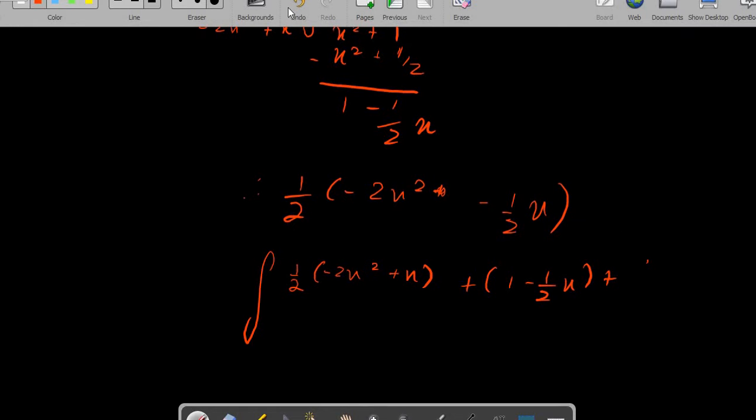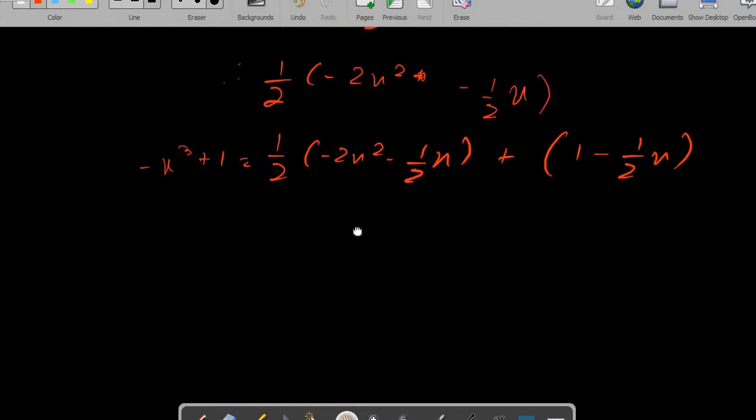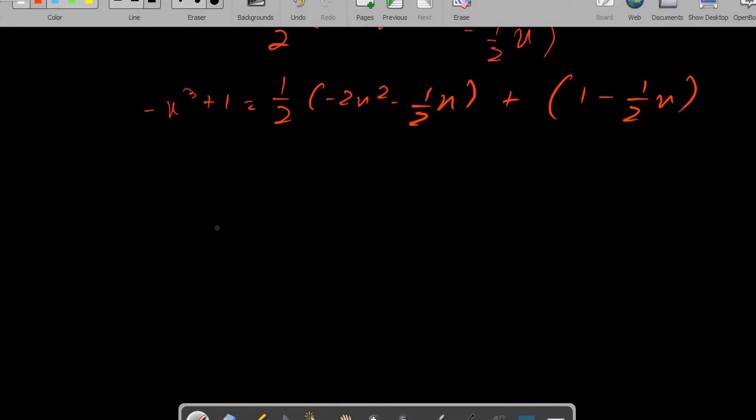Actually we skipped a step, I'm sorry. So nothing much, you just need to write this as minus x cube plus 1. You just converted this into what is written above, 1 by 2 into (minus 2x square minus x) plus the remainder 1 minus 1 by 2 x. Now you're all set, just go down a little. Now we'll just write it in the equation, that's 1 by 2 into (minus 2x square minus x), we took 1 by 2 common, plus 1 minus 1 by 2.